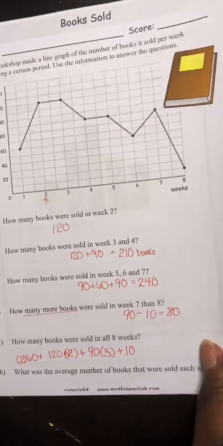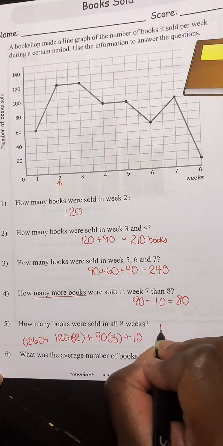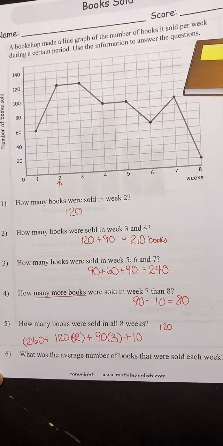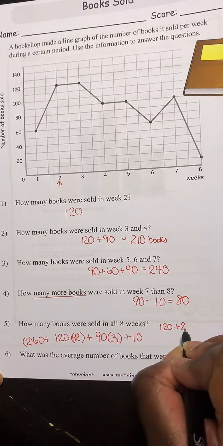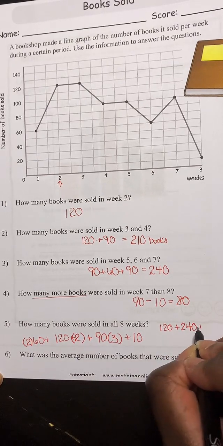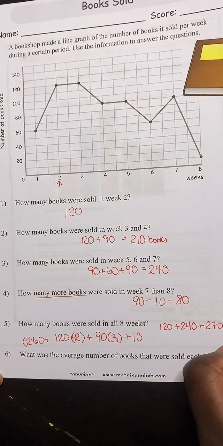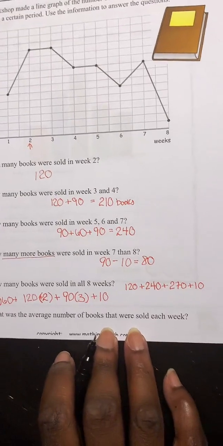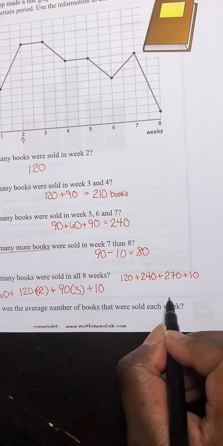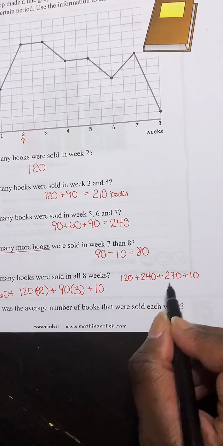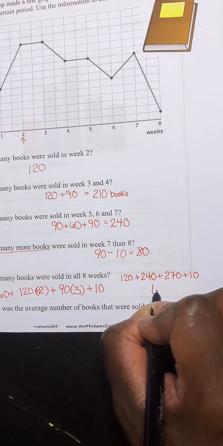When I multiply all these, my 2 times 60 gives me 120, and my 120 times 2 gives me 240. Then my 90 times 3 gives me 270, plus the 10. So when I combine everything, my 120, 240, 270 plus 10, really like 280, I get 640.